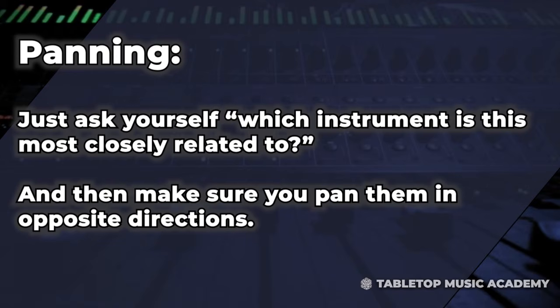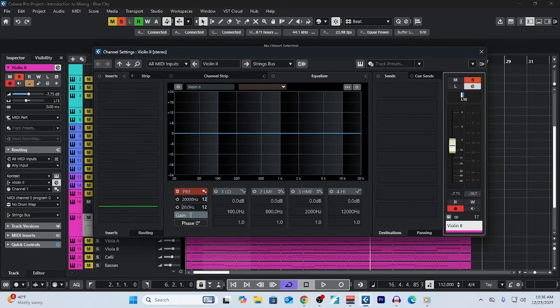So if you're working with non-traditional orchestral instruments, just ask yourself, which instrument is this most closely related to? And then make sure that you pan it on the opposite side. After just a little bit of effort, we're done with the panning. So let's give it a quick listen.